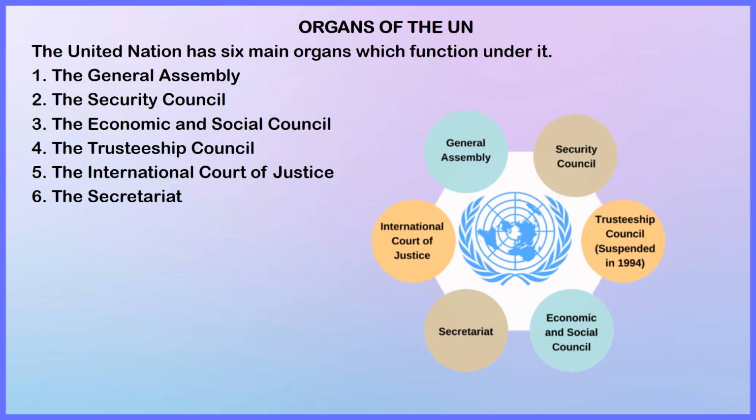Organs of the UN. The United Nations has 6 main organs which function under it. 1. The General Assembly. 2. The Security Council. 3. The Economic and Social Council. 4. The Trusteeship Council. 5. The International Court of Justice. 6. The Secretariat.